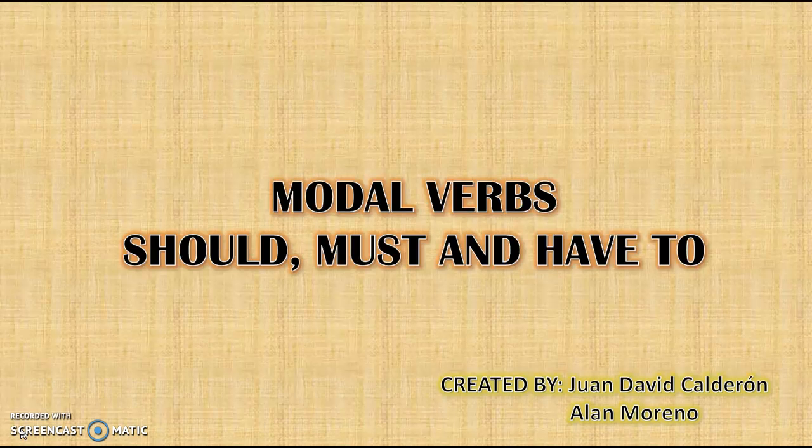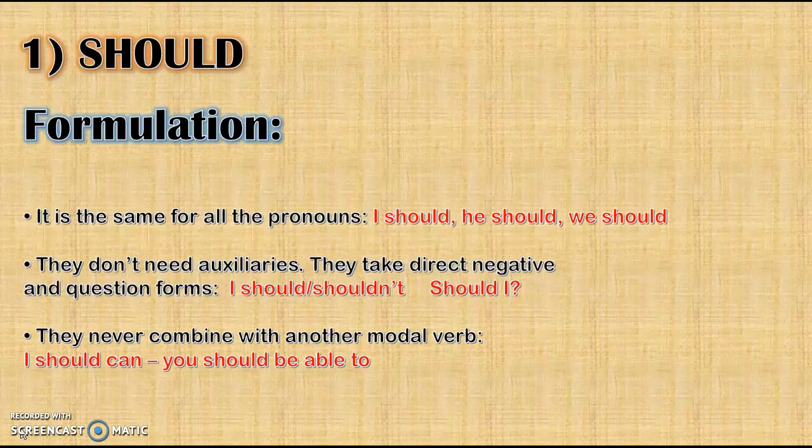So, let's look at the first one. Should. Its formulation is the same for all the pronouns. As an example, I should, he should, we should. On the other hand, they don't need auxiliaries. They take the direct negative and question forms. As an example, I should or I shouldn't, and should I? Also, they never combine with another modal verb. As an example, instead of saying I should can, you must say you should be able to.